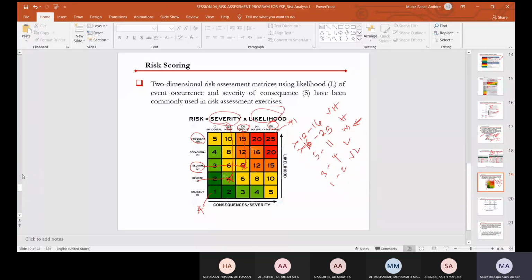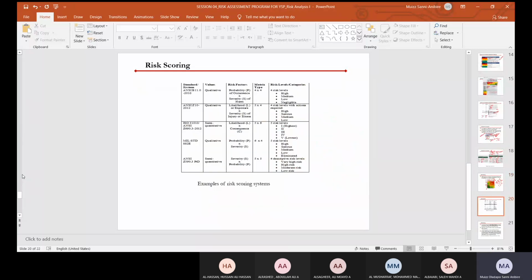right? So how do you treat this? What are the actions you need to take when they are low, when they're medium, when they're high? And this is something else. So let's look at another example here. You can see these are some standard systems that you can use.